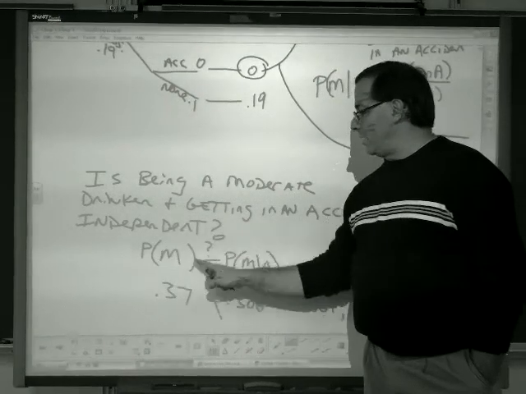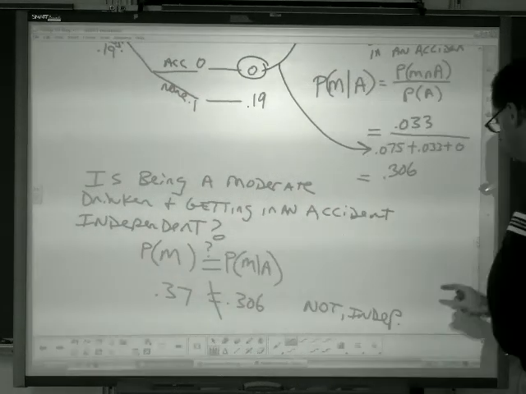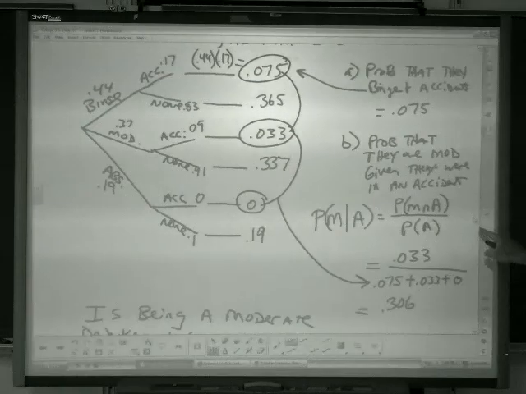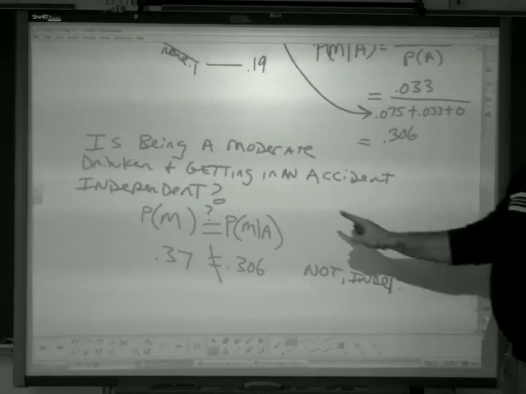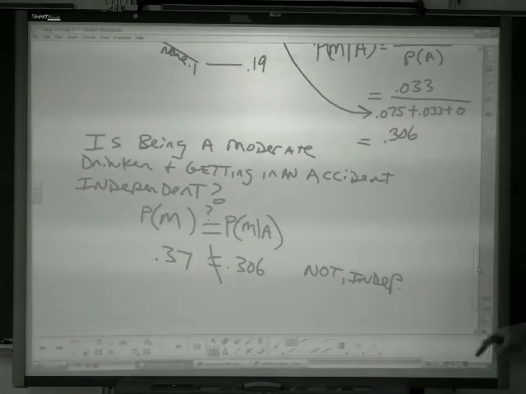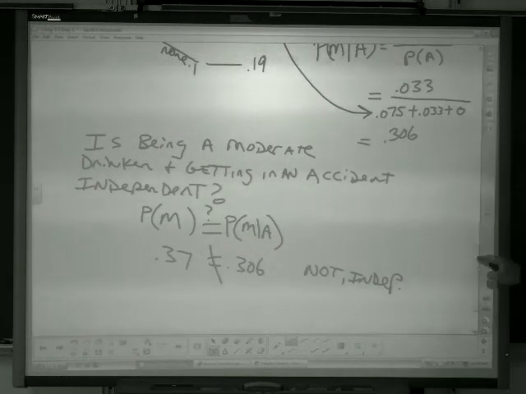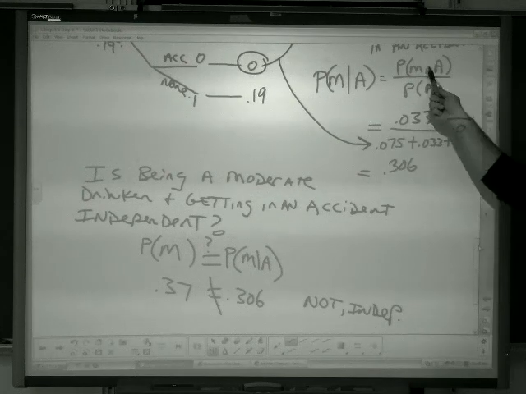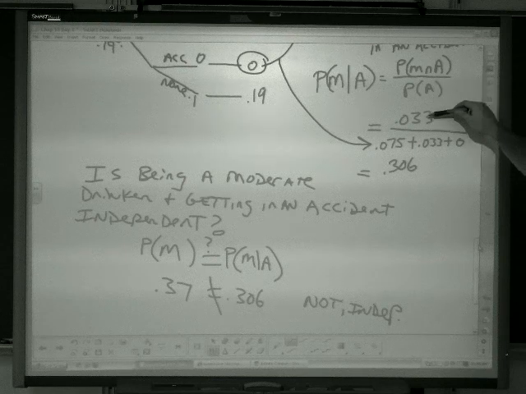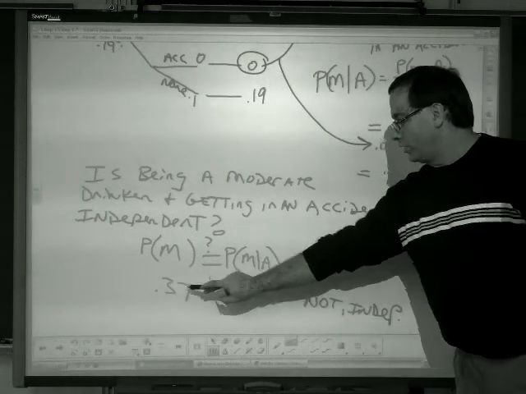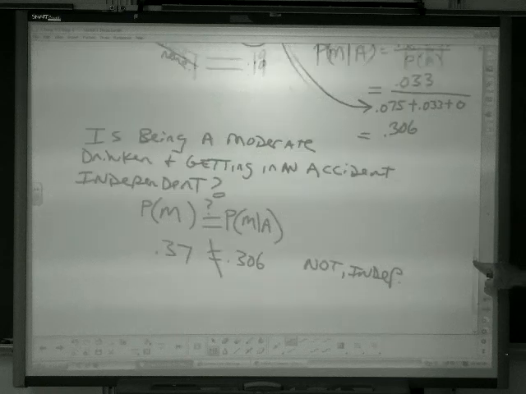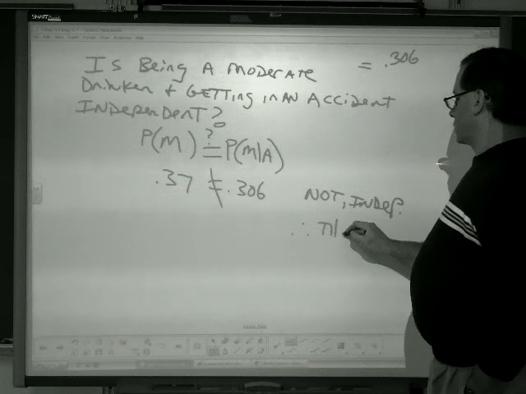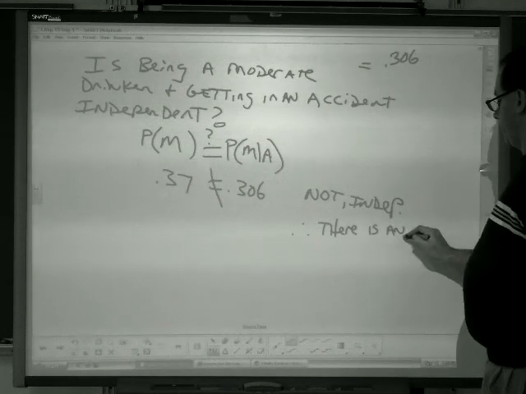So, the probability someone's a moderate. Let's go back up to our chart. Moderate, 37% of the kids are moderate, so that goes there. Moderate given accident. I just calculated it. If I didn't, I could redo this calculation with whatever the scenario is. But moderate given accident, I just calculated. Moderate and accident over accident, 0.306. Are these equal? Not in my eyes. They are not equal, so they're not independent. So you could say, therefore, there is an association, if someone wanted to know that.